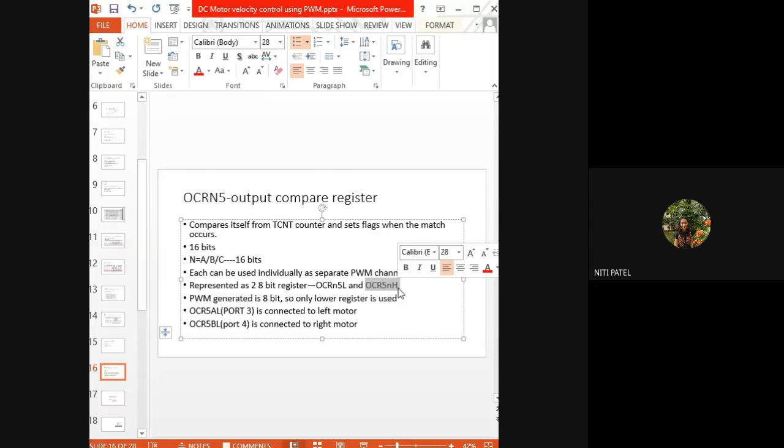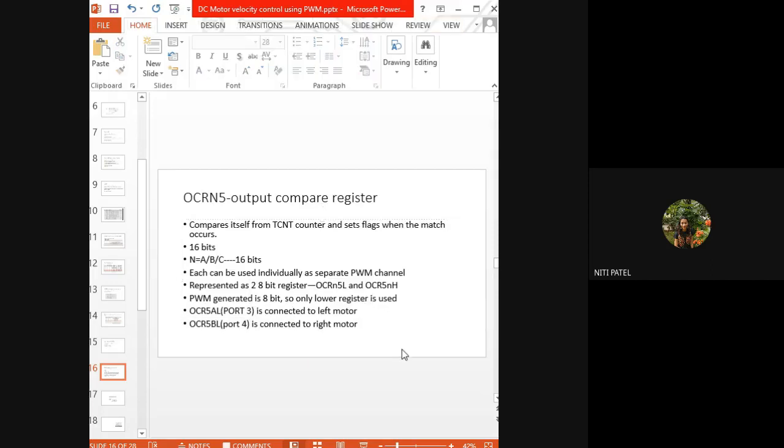Where is this connected on the robot? They are connected on port 3, one to the left motor, and port 4, one to the right motor. So A register is connected to left motor, and B register is connected to the right motor, that is A and B channels. So if you use A channel, it will be port 3. If you use B channel, it will be port 4. Are you understanding this?